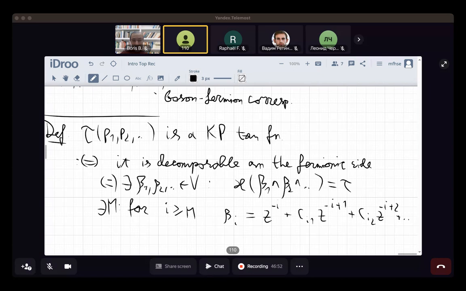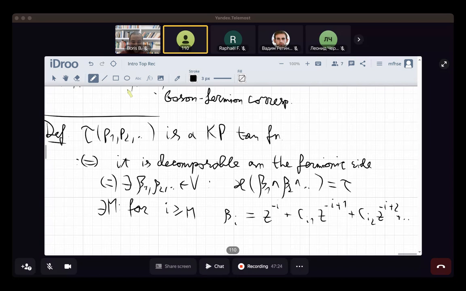So it was a very good question because indeed you need these conditions for this infinite wedge product to make sense. If you have this condition that starting from some number, all the beta i's start from z to the minus i plus the rest, then you do not have this problem with infinity.